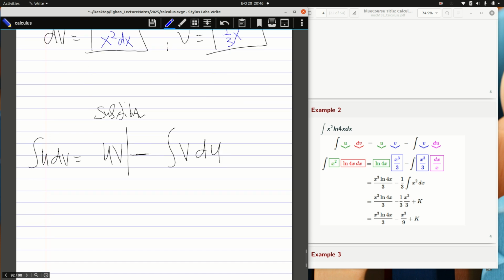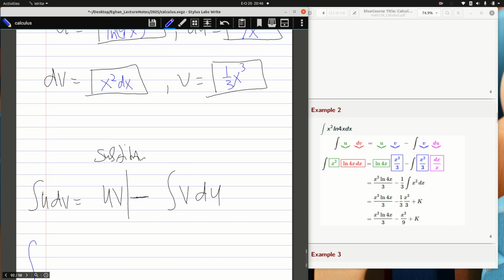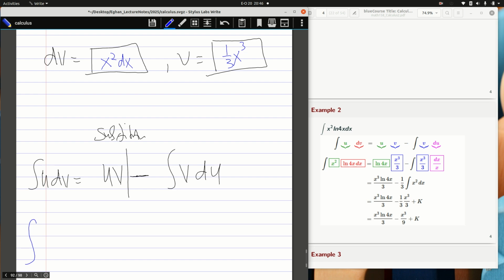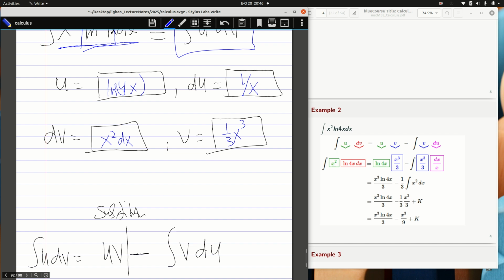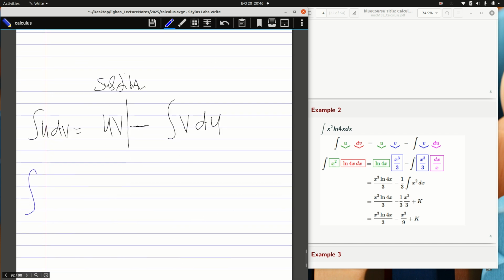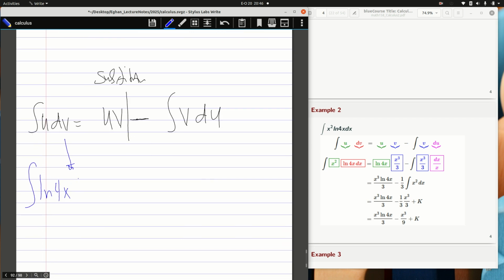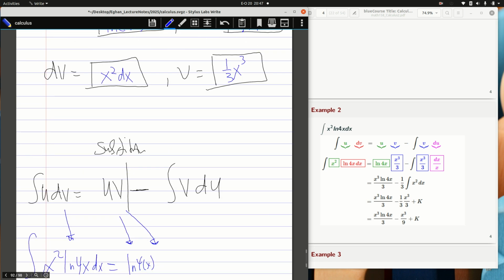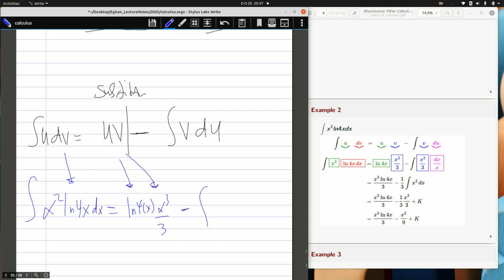Let's do the substitution. U is ln 4x, and then dv was x squared dx. I can rewrite this integral to make it look nicer as x squared ln 4x dx. It's the same thing. It is equal to, now my u, we had it as ln 4x, times my v, which is 1 over 3 x cubed, minus integral v, which is still x cubed over 3, times du. Du is 1 over x dx.